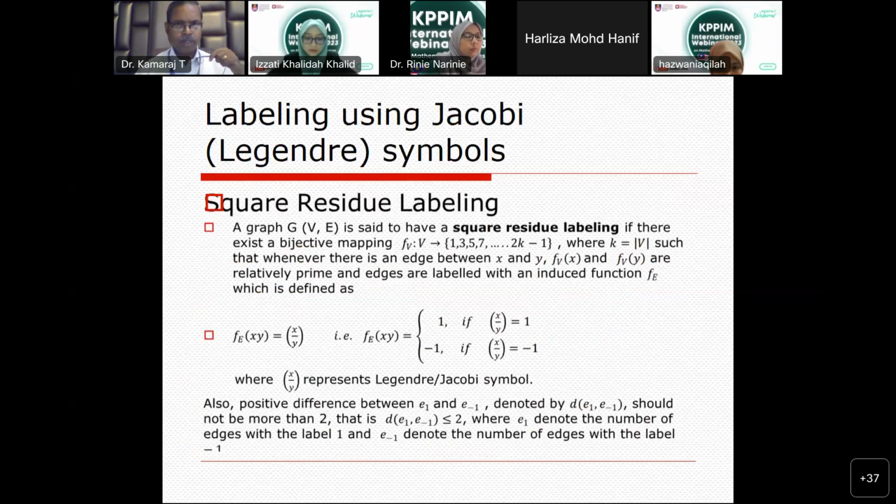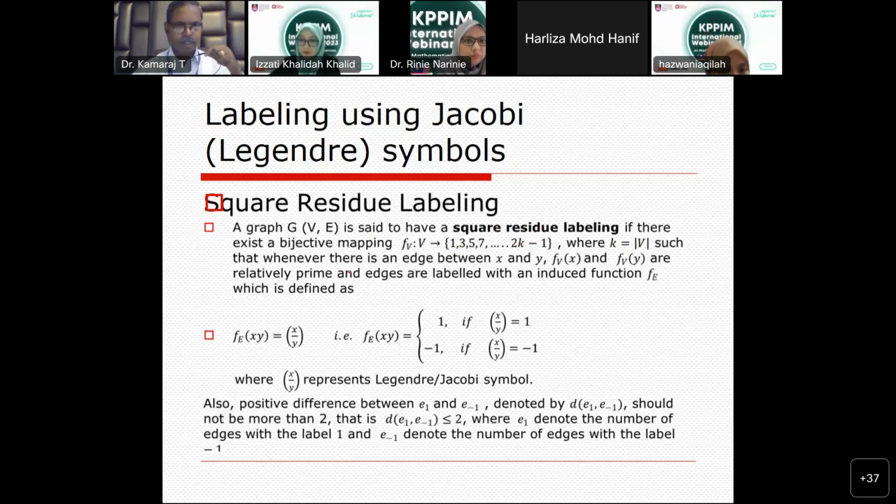So now we are going to define a graph labeling based on this Jacobi symbol. You know, the Jacobi symbol as well as the Legendre symbol are all derived from the concept of quadratic residue. Now let me see the labeling definition. A graph G is said to have a square residue labeling. Our labeling we are calling by the name square residue labeling. If there exists a bijective mapping from the set of vertices V to the set of odd numbers 1, 3, 5, 7 up to 2k minus 1, where k is the cardinality of the vertex set. That means if suppose there are 10 vertices in the graph, then the numbers are 1, 3, 5 up to 2 into 10 minus 1, that is 19.